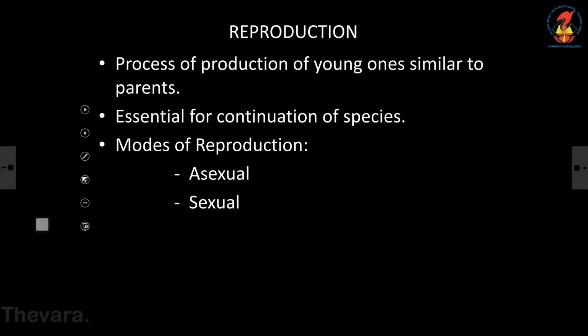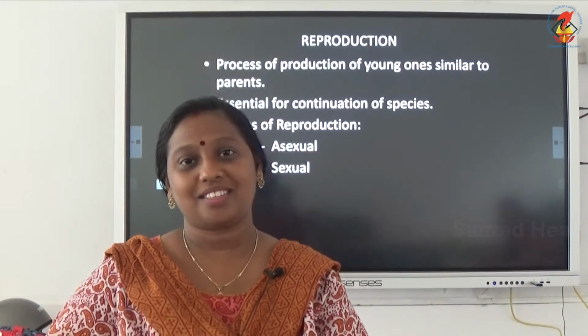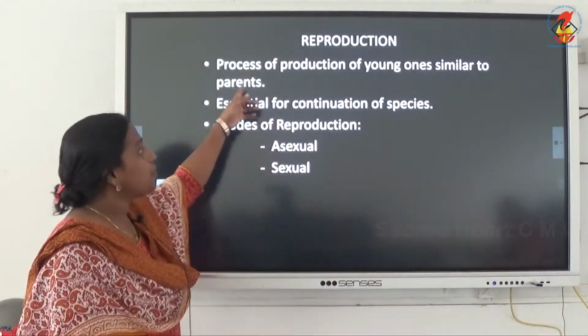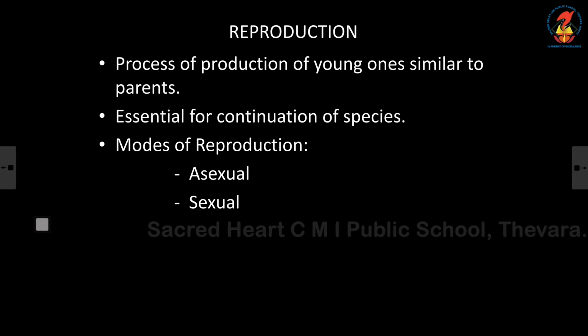What do you mean by reproduction? Reproduction is the process of production of young individuals by parents, and the young individuals will be very much similar to the parents. So, the process of production of young ones similar to parents is what is called reproduction.